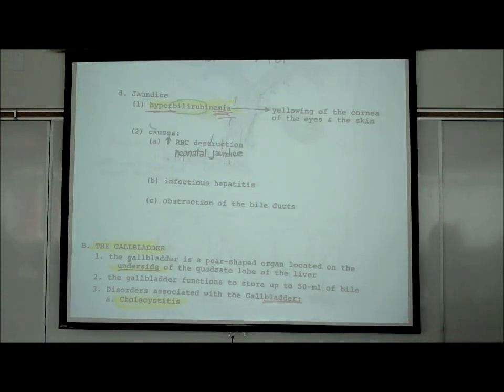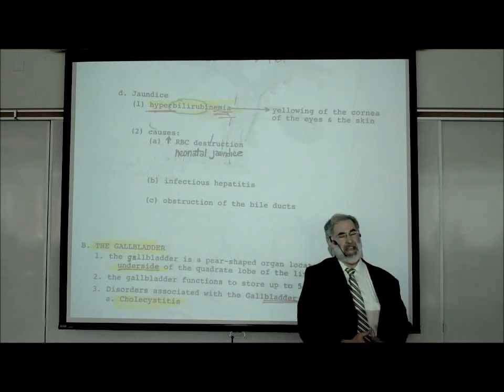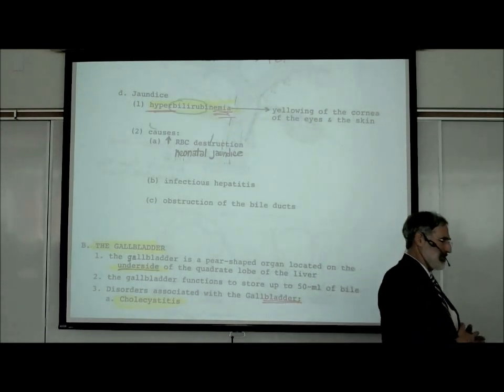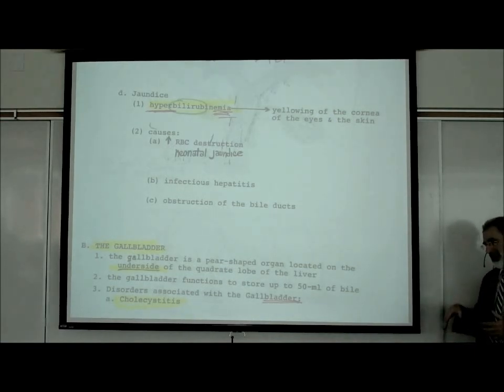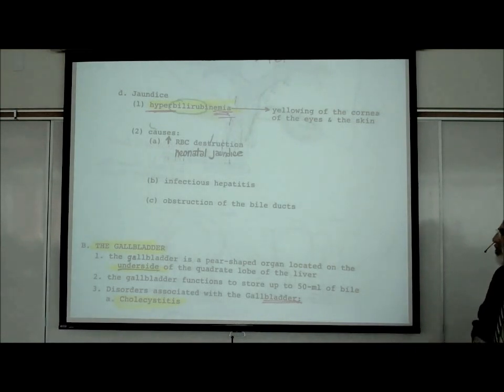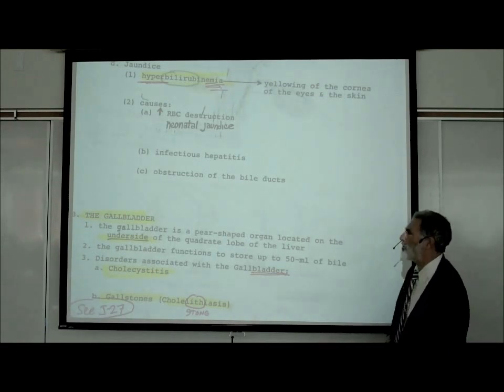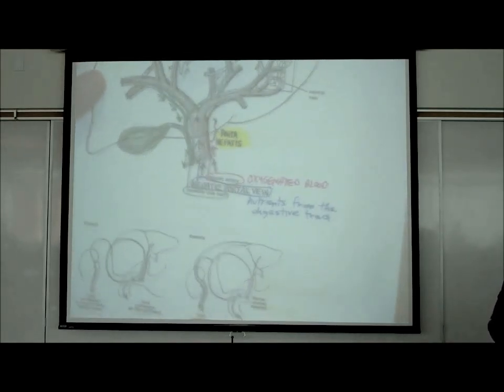Now, another example is infectious hepatitis. Whenever there's damage to the liver, infection of the liver, or diseases of the liver, there tends to be a spillover of the bilirubin into the bloodstream, leading to jaundice. Another cause, and this one should be really easy to understand, is a blockage or an obstruction of the bile ducts. Let's look on the next page, on J40. You'll be able to visualize this.